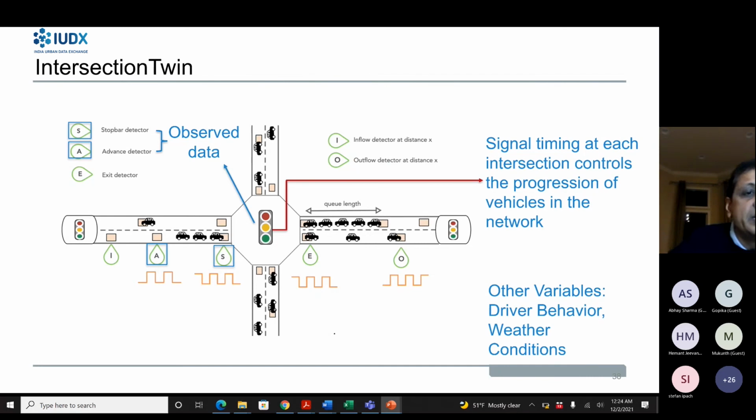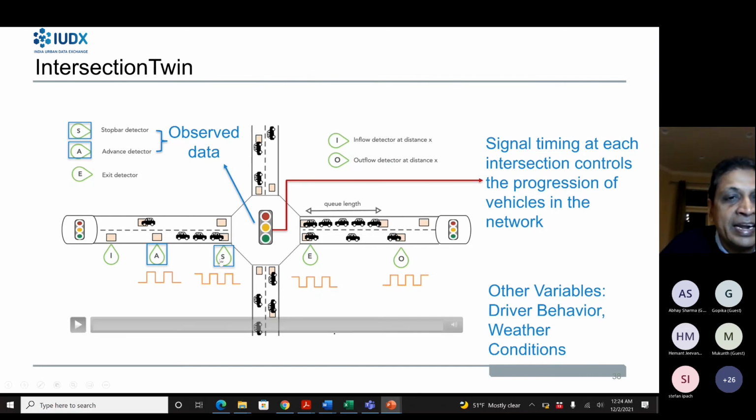Second thing is simulators cannot take data at A and S. They can only feed data at I, but I can never observe data at I, because I don't have any sensor sitting here. Since the data is only available at A and S, I can't use my existing simulators because they only feed the data.